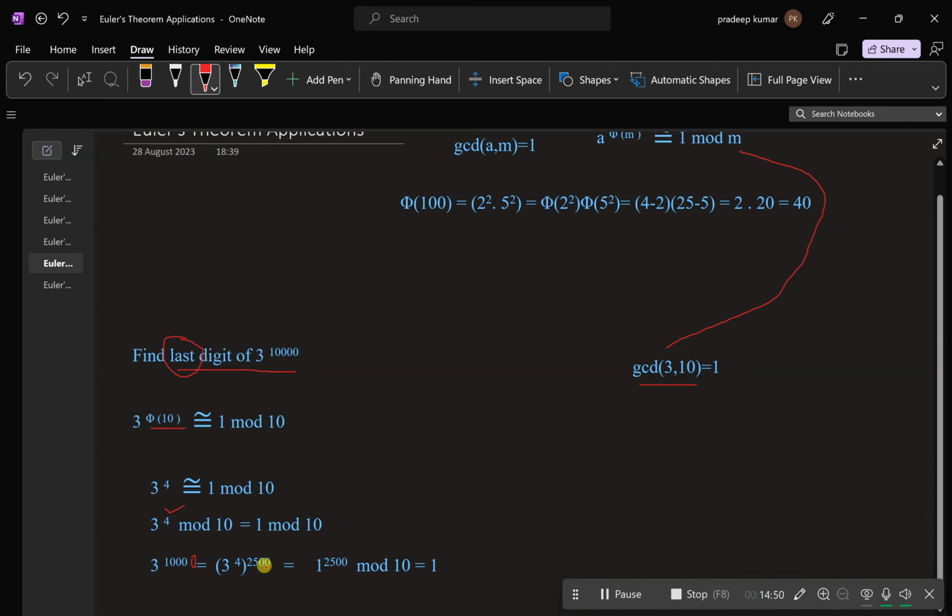If you multiply 2500 by 4, you will get 10,000, isn't it? So here, what is 3 to the power of 4? We already know, it is 1, isn't it? And 1 raised to any power is again 1. So the answer is 1, isn't it?